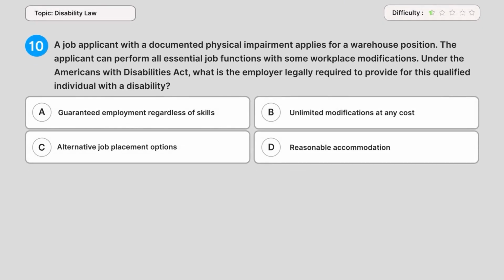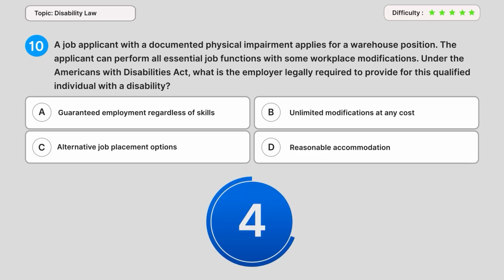10. A job applicant with a documented physical impairment applies for a warehouse position. The applicant can perform all essential job functions with some workplace modifications. Under the Americans with Disabilities Act, what is the employer legally required to provide for this qualified individual with a disability? A. Guaranteed employment regardless of skills. B. Unlimited modifications at any cost. C. Alternative job placement options. D. Reasonable accommodation. Do you know the answer?